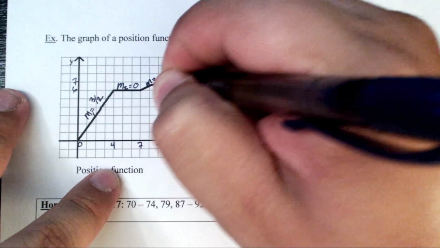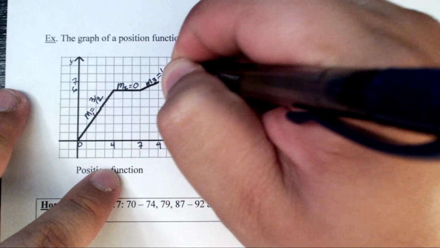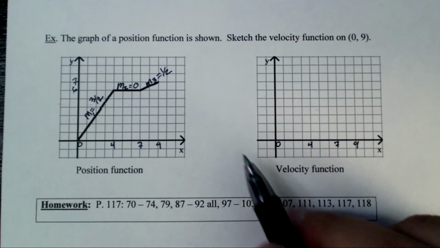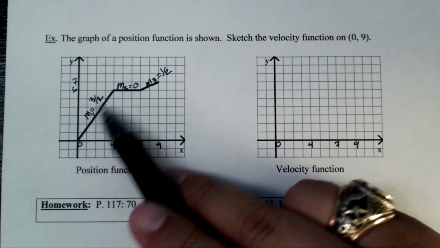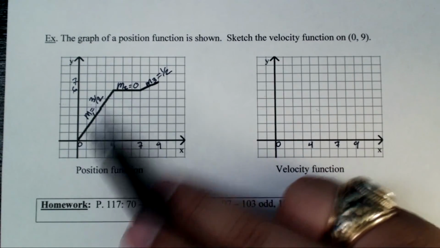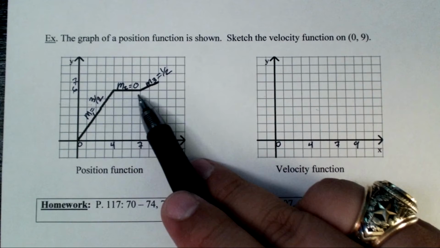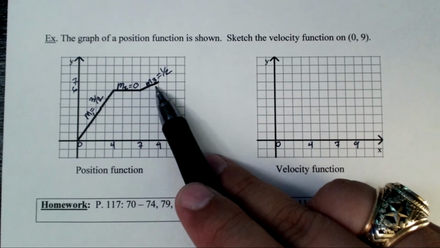So slope 3 is going to be 1/2. Okay. So from 7 to 9, we're going to have a slope of 1/2. So let's think about it. This slope never changes. It's constantly 3/2 from here to here. It's constantly 0 from here to here. And it's constantly 1/2 from 7 to 9.